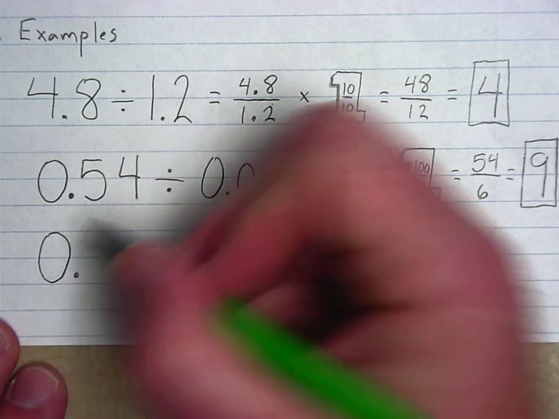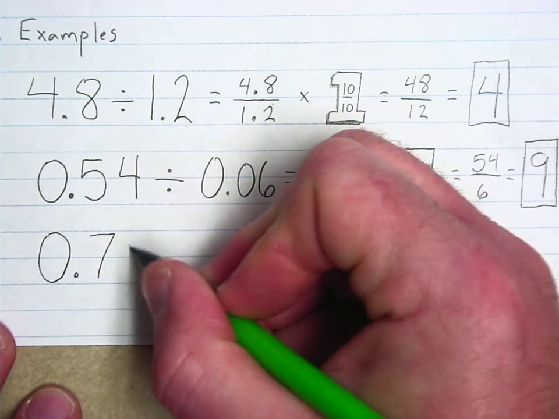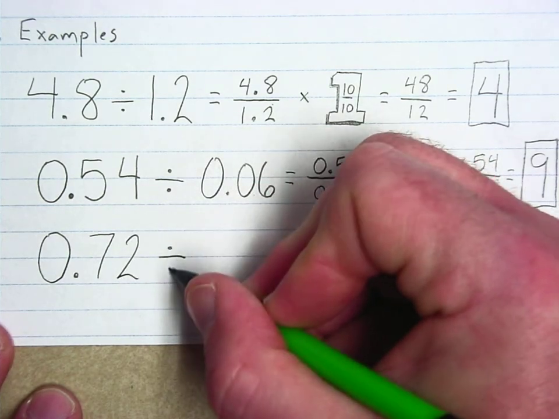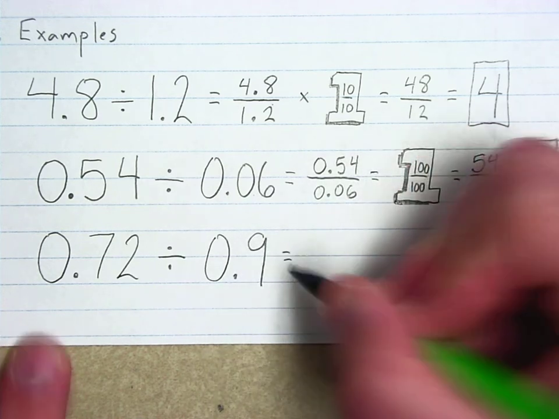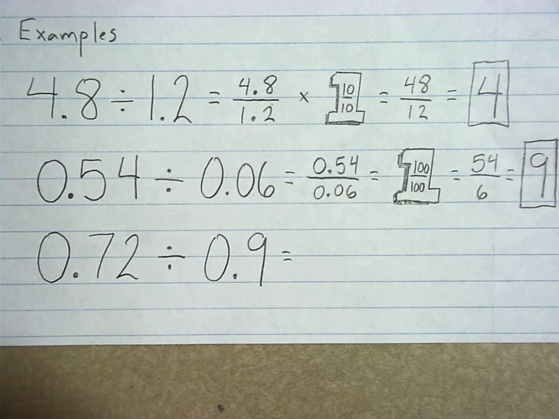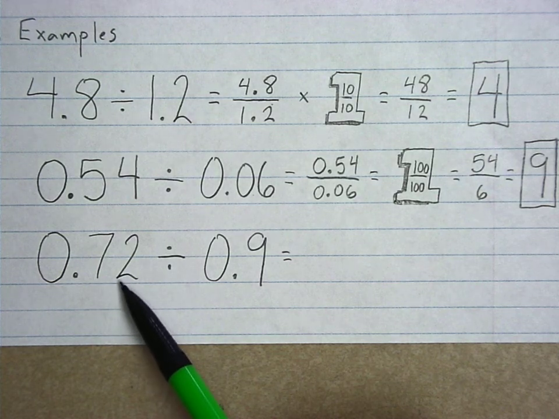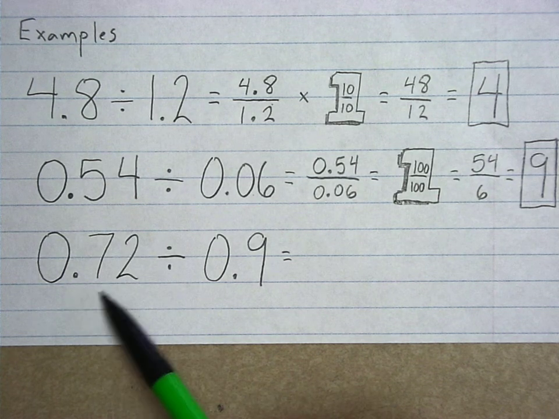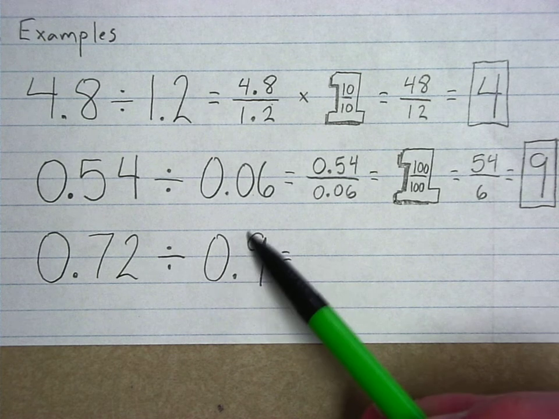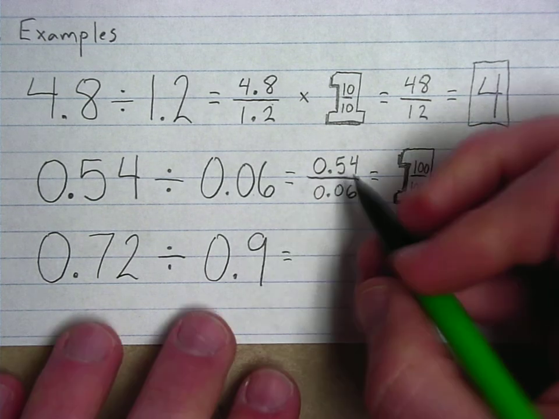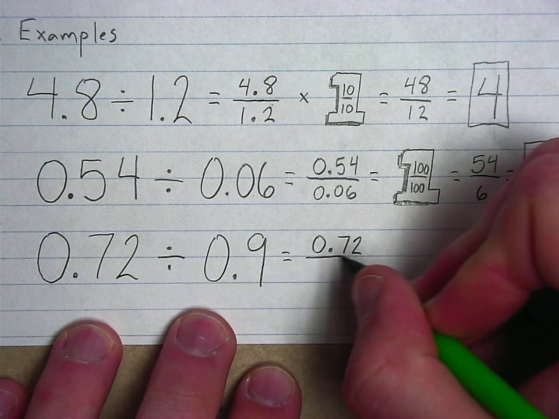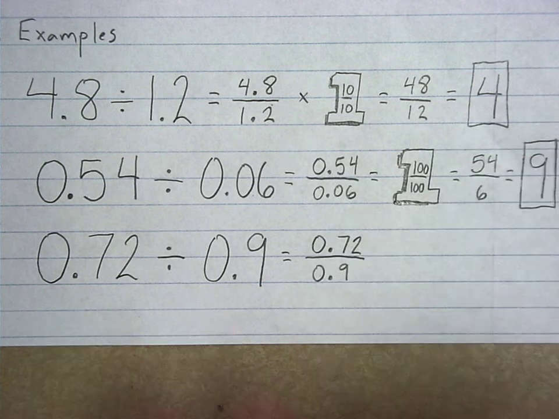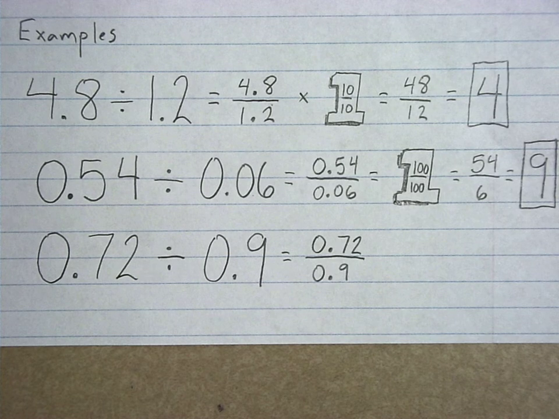Let's do 72 hundredths divided by 9 tenths. Now this is different. This time, 72 hundredths, we have 2 decimal places. 9 tenths, we have 1. Up until now, it's been the same number of decimal places, but this, we've got 2 on the top and 1 on the bottom. So what do we do? Well, it's a little trickier.